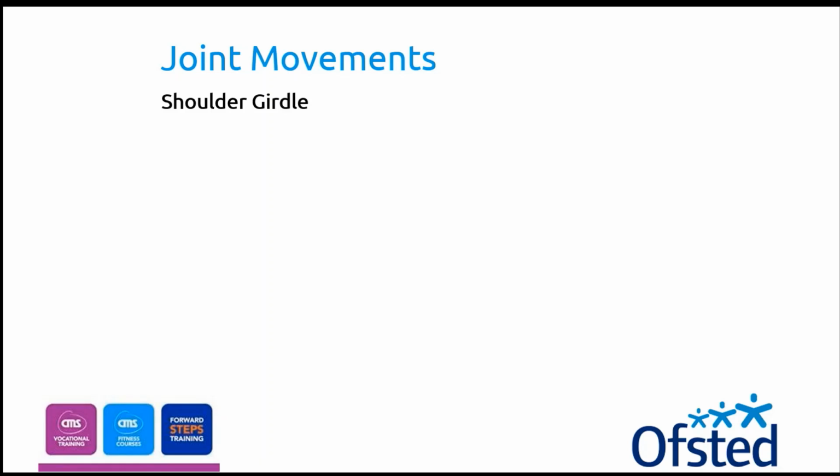It involves your collarbone, your shoulder blade, and your sternum. Or the more technical names would be your clavicle, your scapula, and your sternum. So it's those 3 bones that kind of slide and glide across each other. And the 4 movements are elevation.